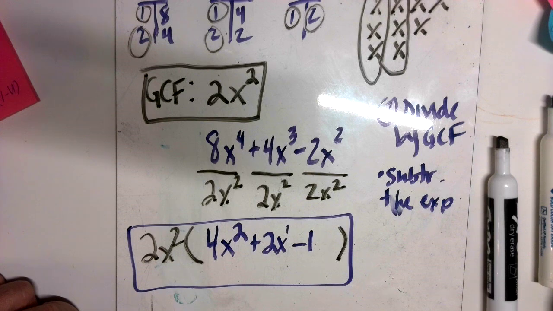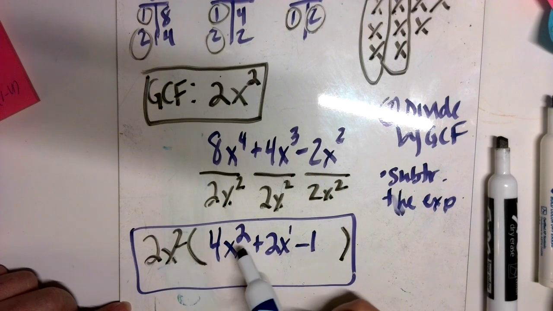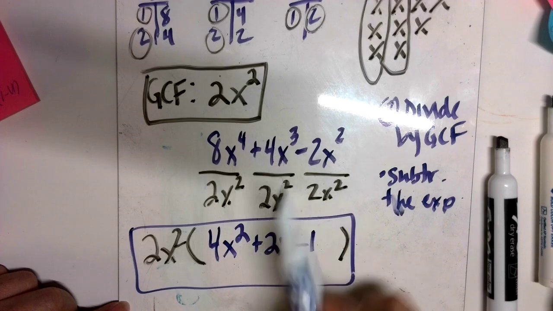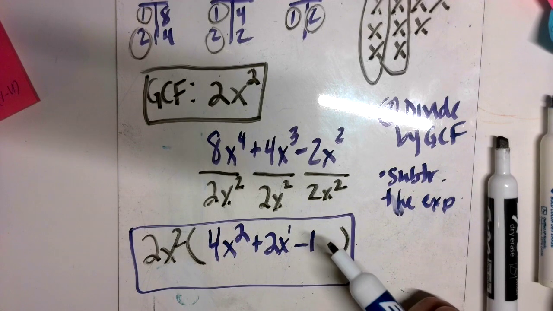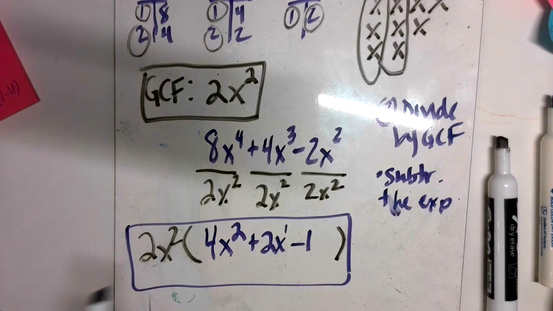Now, we could check it by distributing or by doing the box method, but we'll do this quickly. So 2 times 4 is 8, x squared times x squared is x to the 4th. 2 times 2 is 4, and then this winds up to be x to the 3rd, and this will be negative 2x squared. All right, so that was number 7.